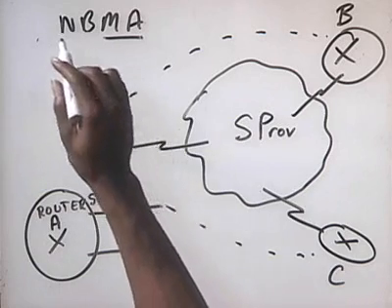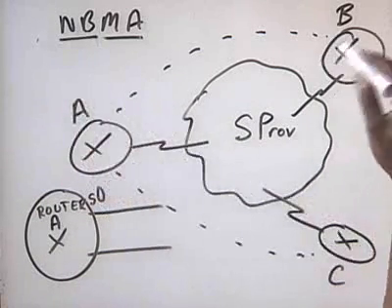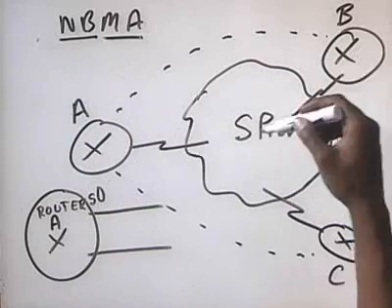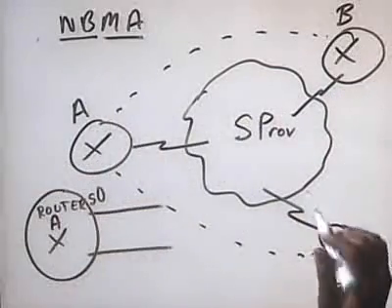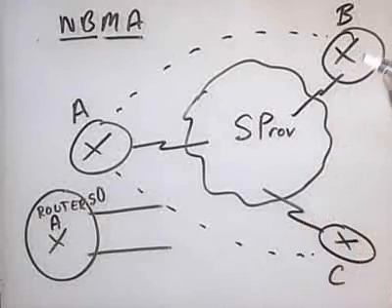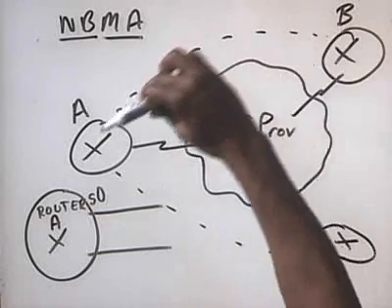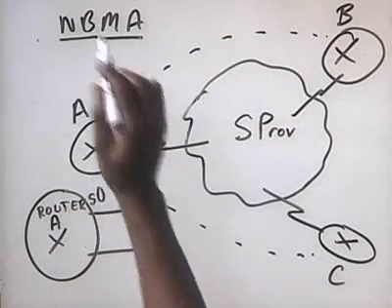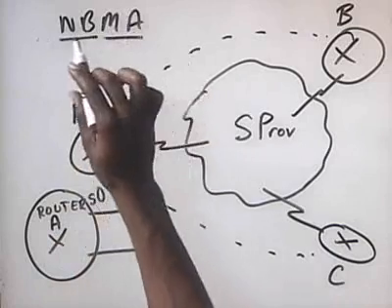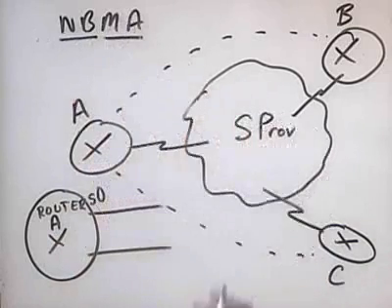Being non-broadcast means that when one device sends a broadcast, the other devices won't necessarily all receive that broadcast, because what happens is router B sends a broadcast and router A would receive it, but router C will not receive that broadcast. So therefore we have a non-broadcast multi-access environment.